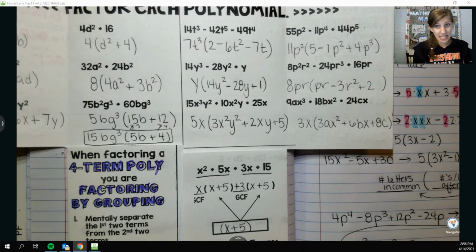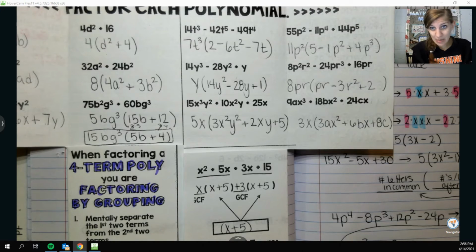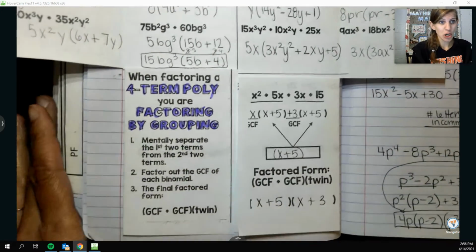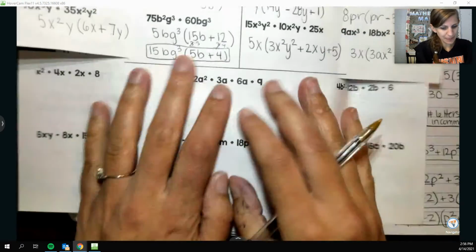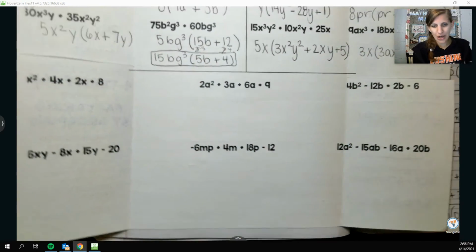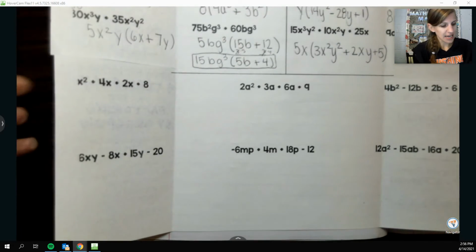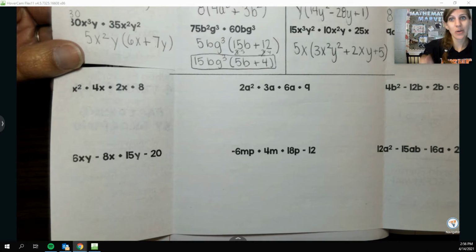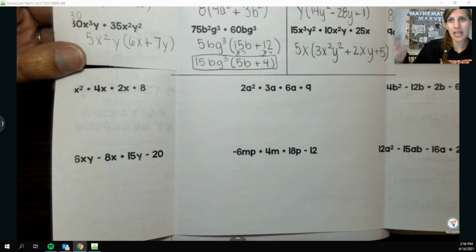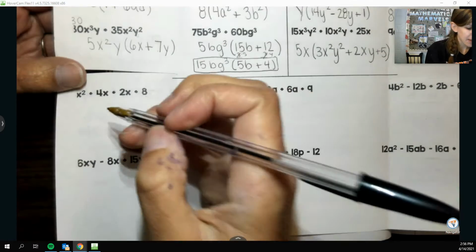Alrighty, this is the point in the video where I'm going to timestamp, and now we're going to talk about our 4-term factoring, or factor by grouping. Okay, so if we look at all of these ones down here, we're going to want to group the first 2, group the last 2, and look for the GCF, look for the twin, and then factor one more time.